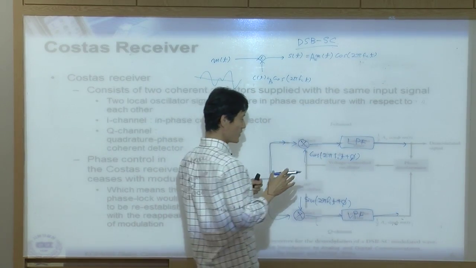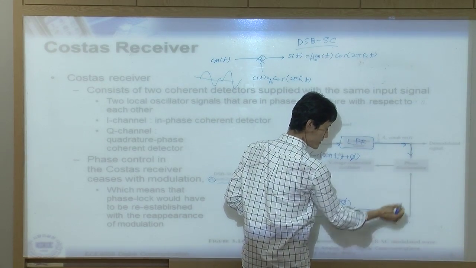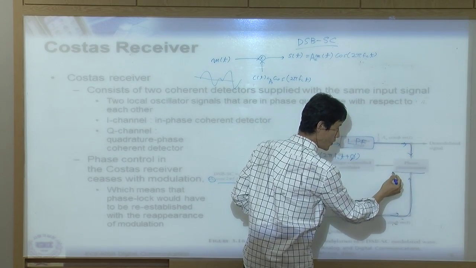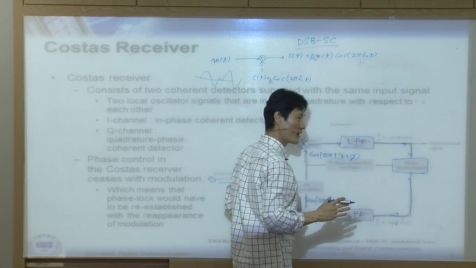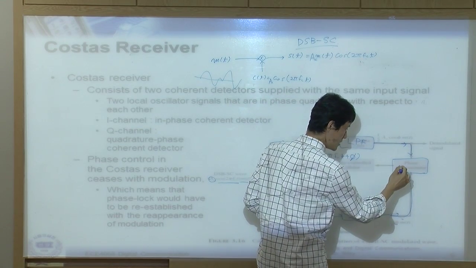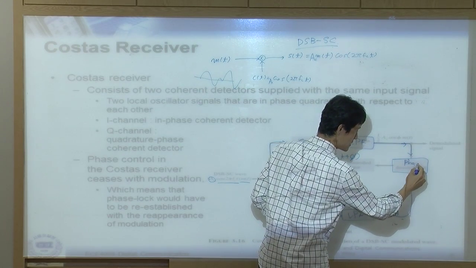Now, the difference comes in here. This output and that output come in here into another block. This is a new block. This block does not exist in QPSK. This one is only in the Costas receiver. This is a phase discriminator.